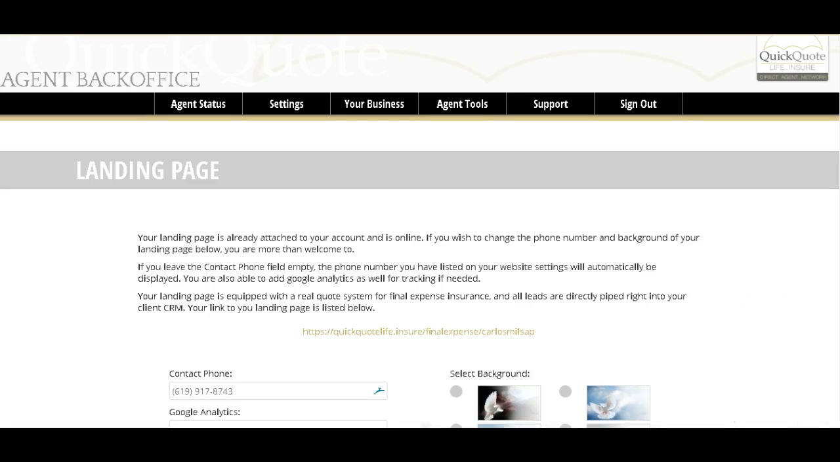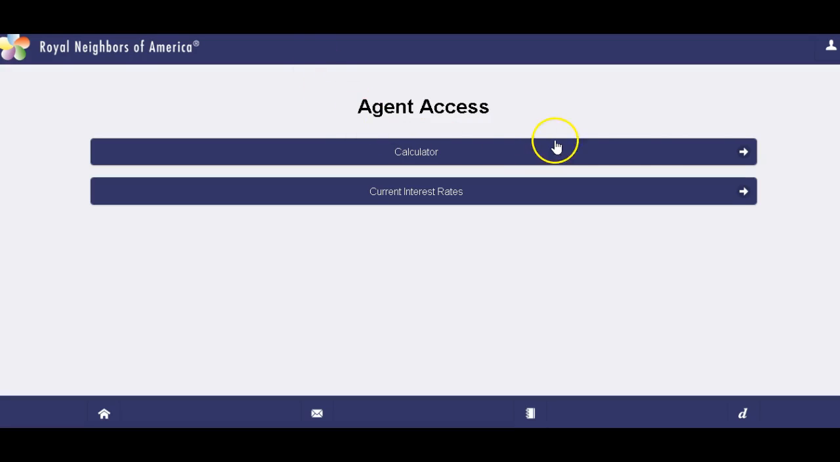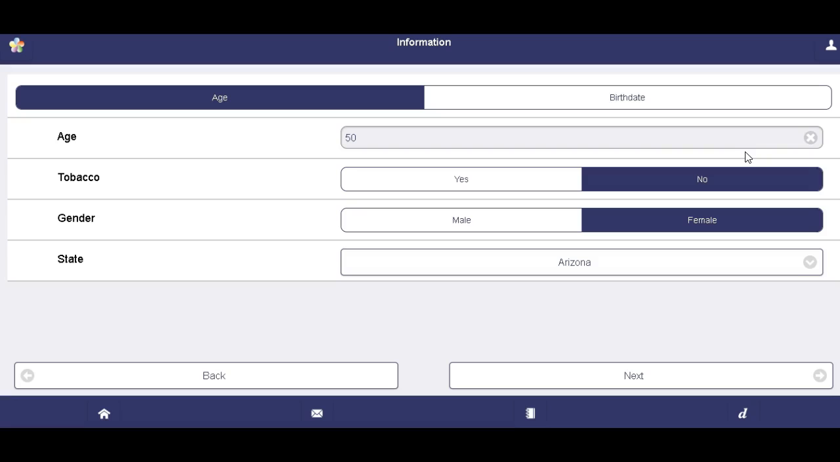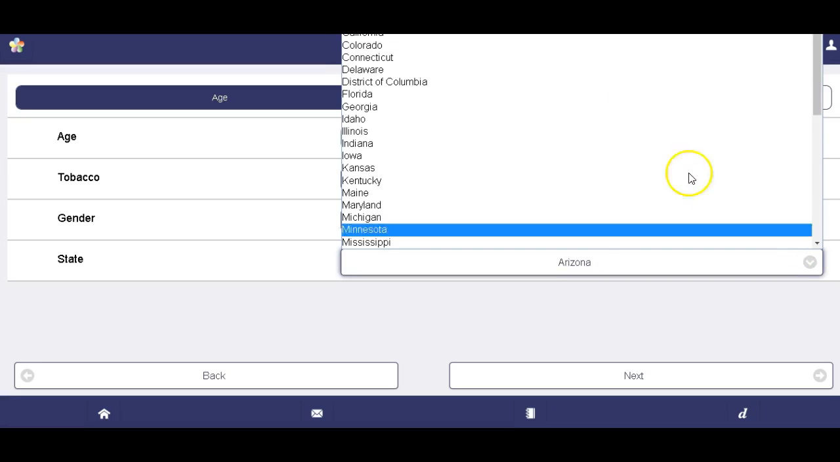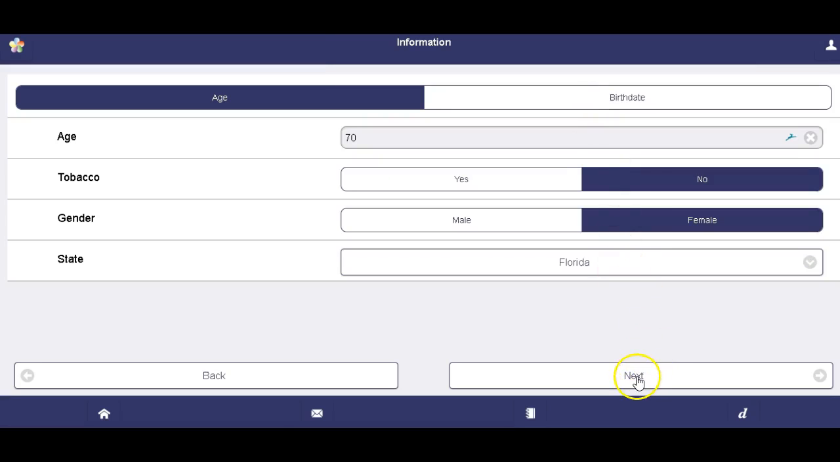So I'm going to go to the rate calculator for Royal Neighbors. Okay, so this is what the Royal Neighbors calculator looks like. So we're going to go into this calculator. It's going to ask for either their age or their birth date. When it's highlighted in navy blue, that means that's what is selected. So we're going to say this person is 70. Okay. No tobacco. Female. Let's go ahead and say this person's in Florida. We're going to go next.